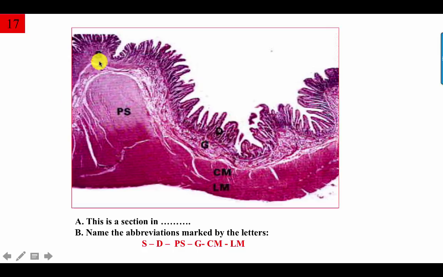Name the abbreviations. S here is for the stomach, D is for the duodenum, PS is the pyloric sphincter, G is the Brunner's glands, which are mucous glands not completely evident in this picture, which are characteristic for the duodenum. And this is the inner circular muscle and outer longitudinal, and the circular muscle is much thickened here at the pylorus to form the pyloric sphincter.